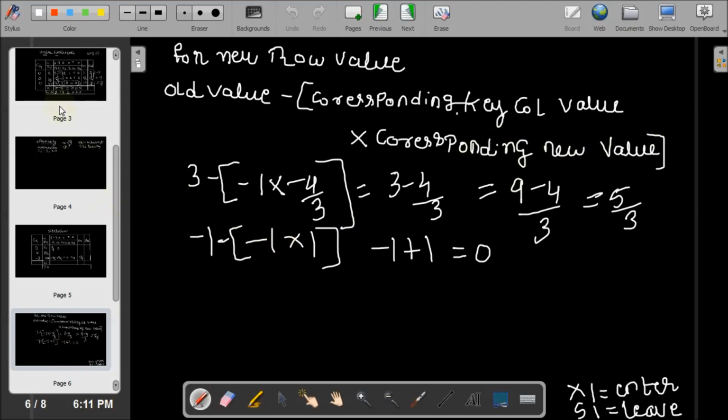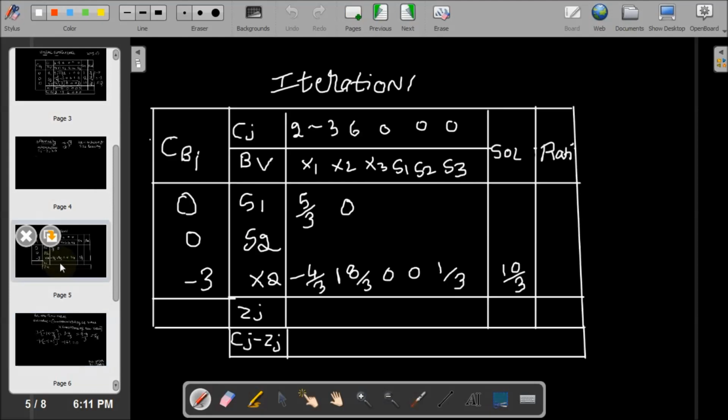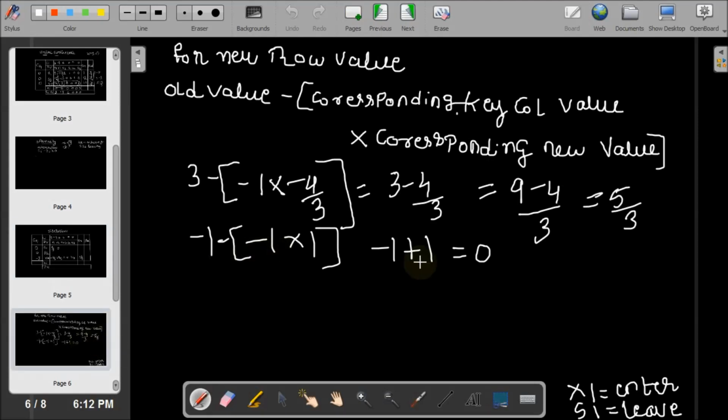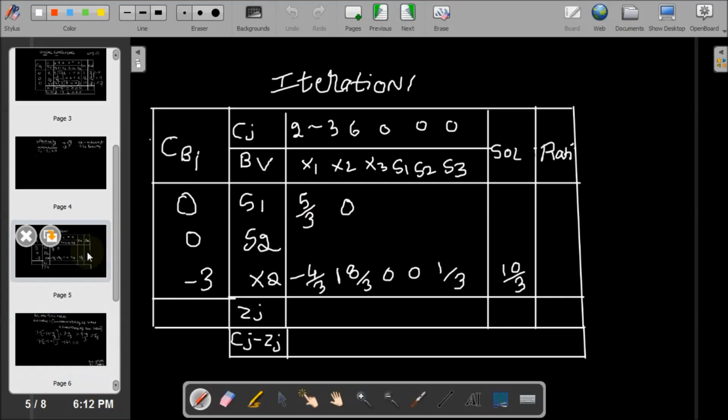I told you the new values that I found out for x2s. See, for x2 I found out the new values, but I am finding out the new value for the second element. What is the second element value here? 1. Don't get confused here. -4 by 3, 1, 8 by 3, 0, 0, 1 by 3. So 1 is the new value. So I substituted 1. So -1 into +1, 0. So I have written 0 for the x2.